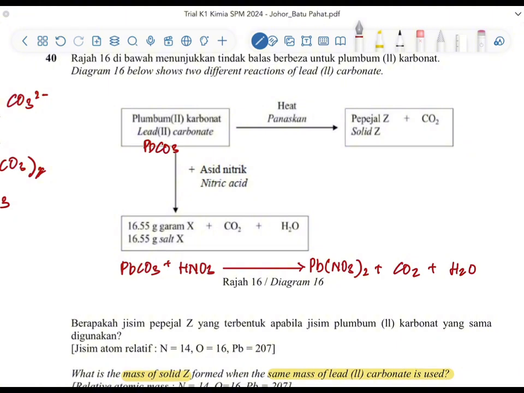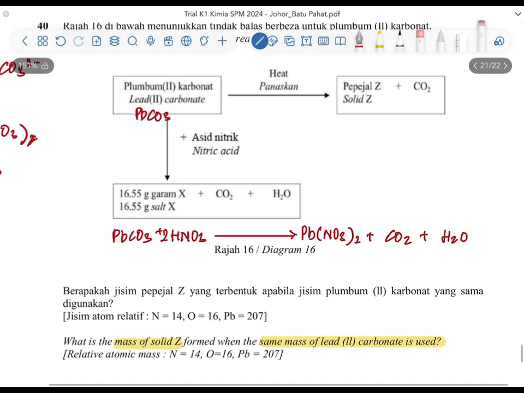Then we need to balance the equation. So we put 2 in front of the nitric acid, and let's see whether it is balanced or not. Okay, 1 Pb, 1 Pb. 2 NO3, over here also 2 NO3. And then 1C, 1C. We have 3 plus 2 times 3, 9 oxygen. Over here also 3 times 2, 2 plus 2, 8 plus 1, so 9. And then we have 2H. So this is a balanced equation.